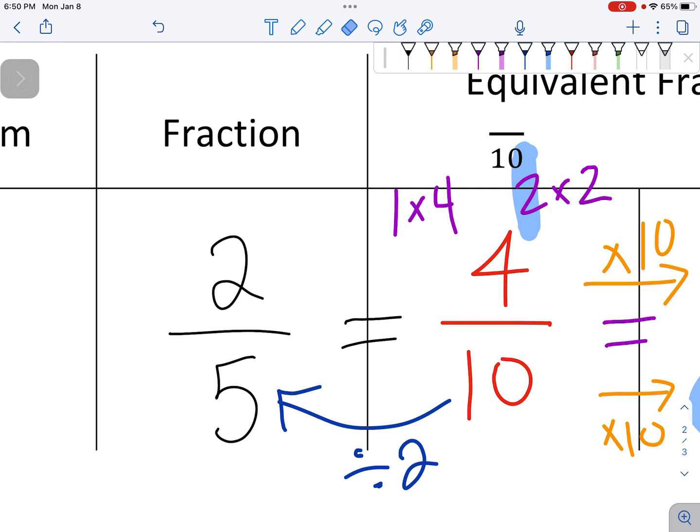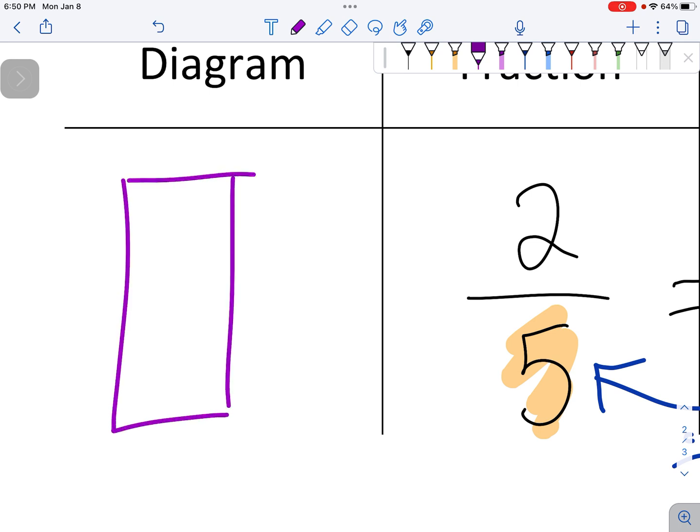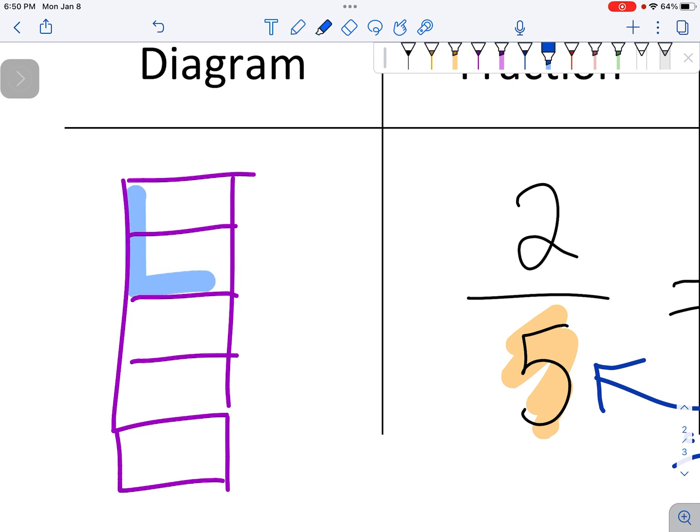And now for the fraction, the denominator is 5, so I'm going to draw something. I like to draw rectangles. You know this about me. Okay, and I'm going to make it be in 5 pieces. So here's 4, and add one more piece on the bottom. So there's my 5, and now I'm going to color in 2 out of the 5.